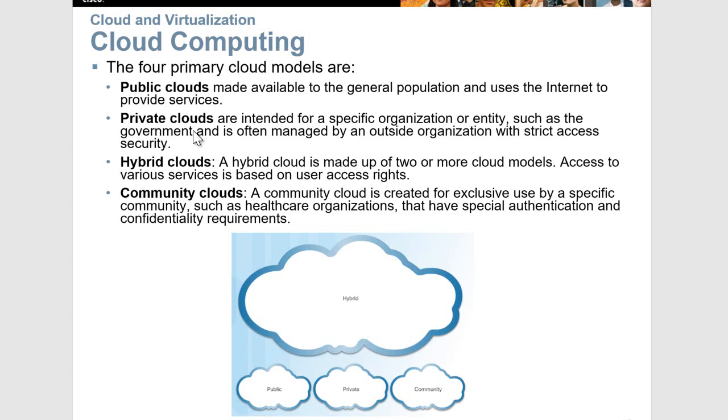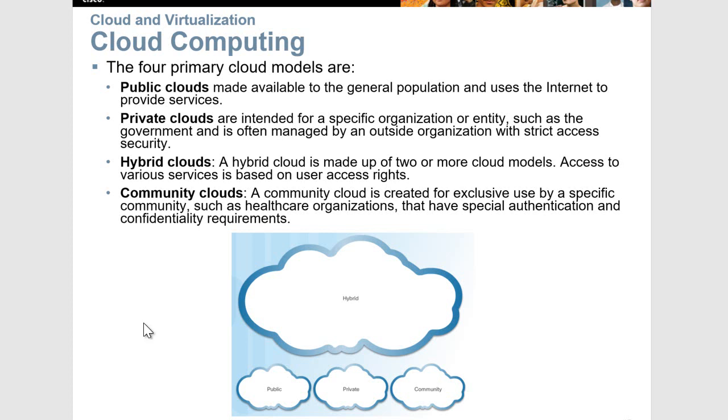Which brings us down to hybrid clouds. A hybrid cloud is made up of two or more clouds, part private or part public, for example, where each part remains a distinctive object, but both are connected using a single architecture. Individuals on a hybrid cloud would be able to have degrees of access to various services based on user access rights.